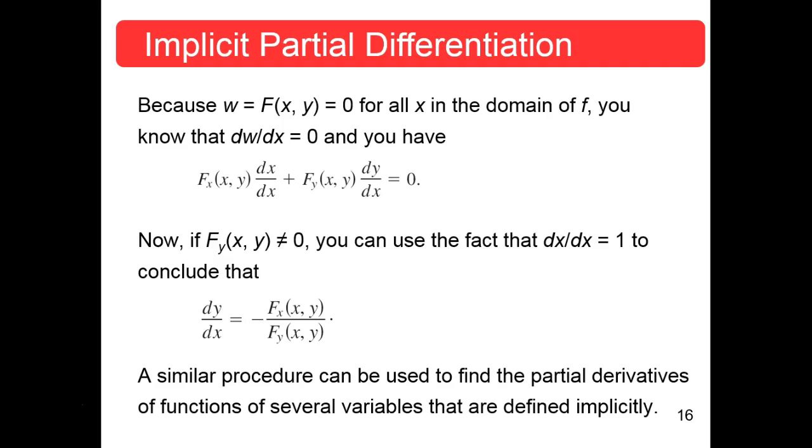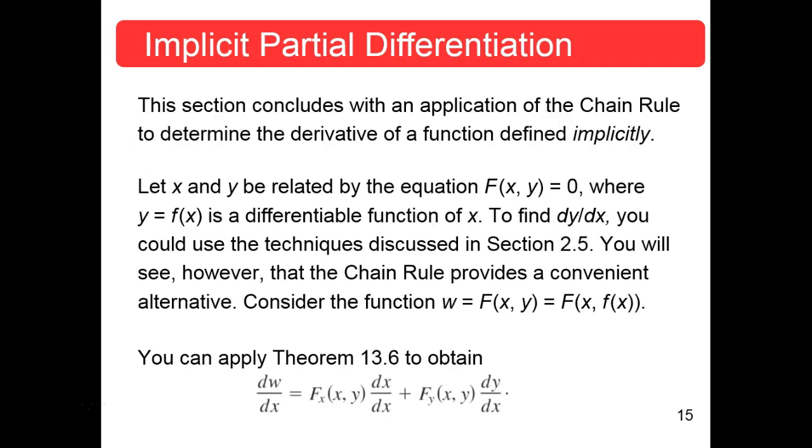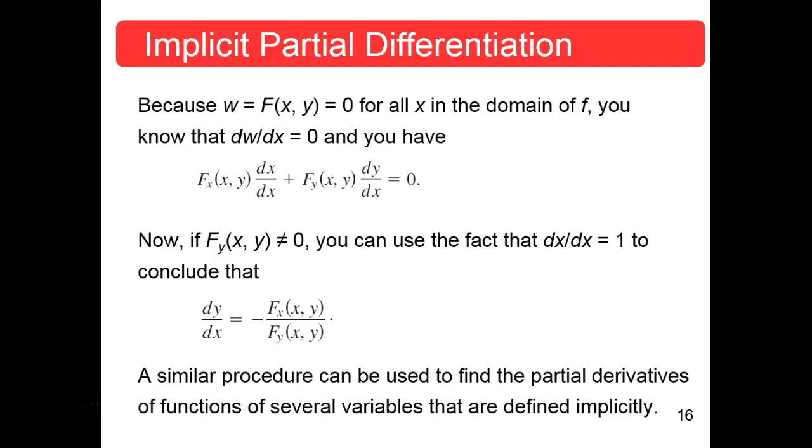But because w is equal to that, for all x's in the domain of little f, then you know that dw dx is equal to 0. That's what I said. w is equal to 0, so dw dx equals 0. So this thing right here is equal to 0. And you know this is equal to 1. So to find out what dy dx is, that's what we're looking for.